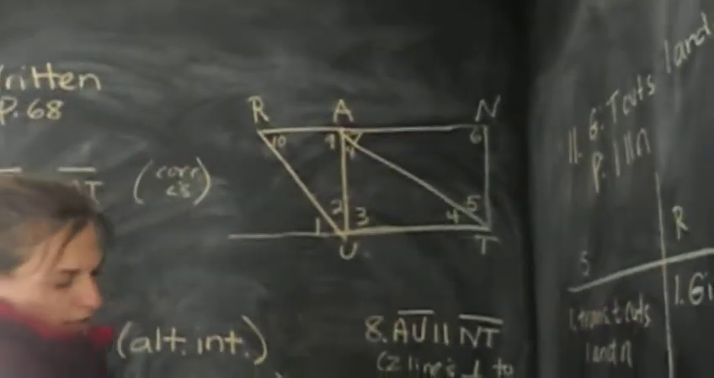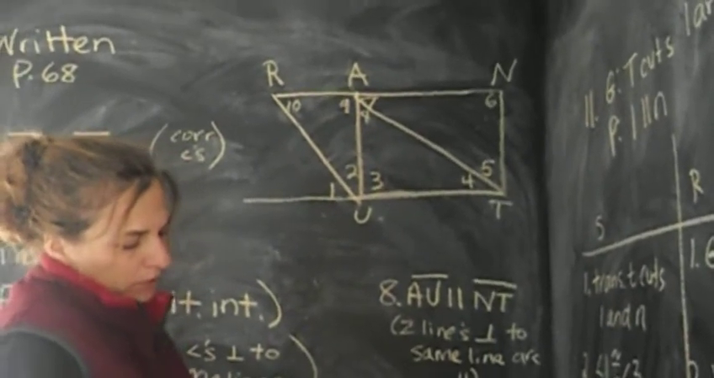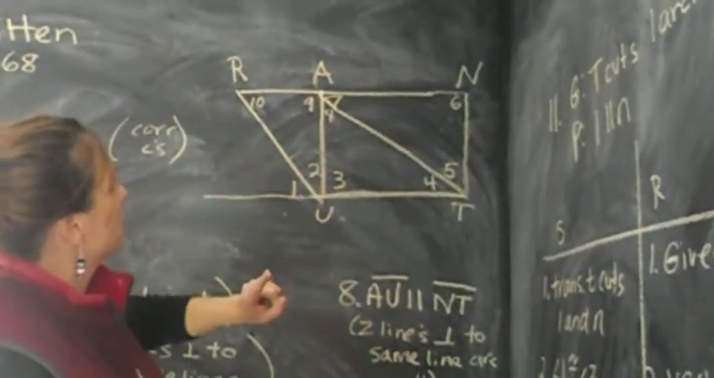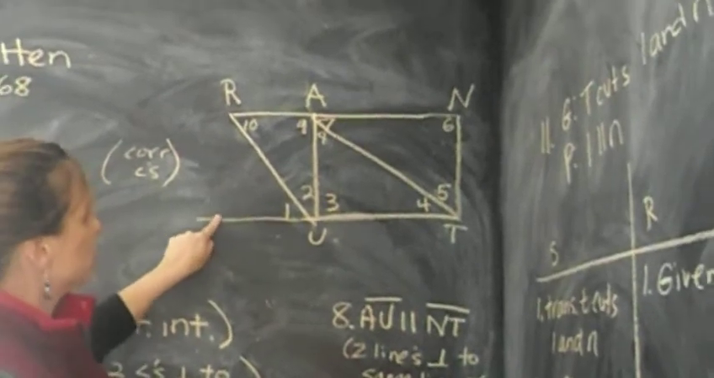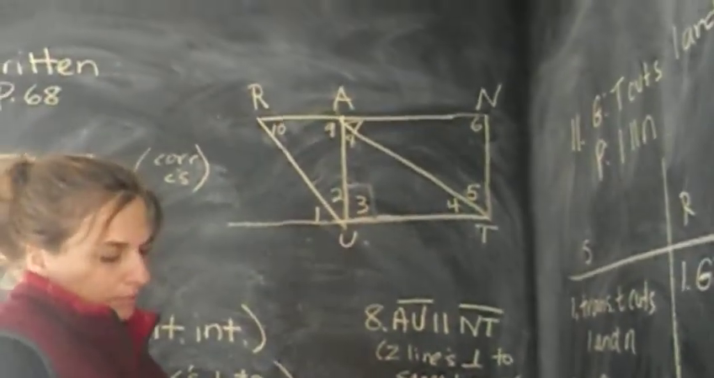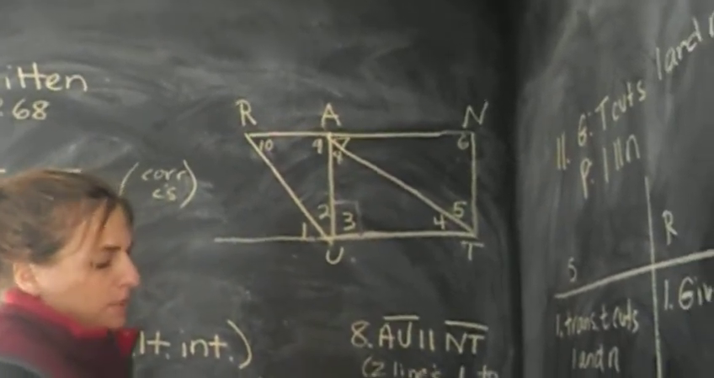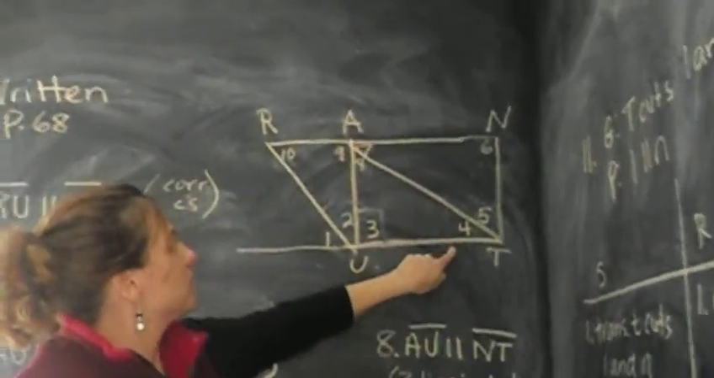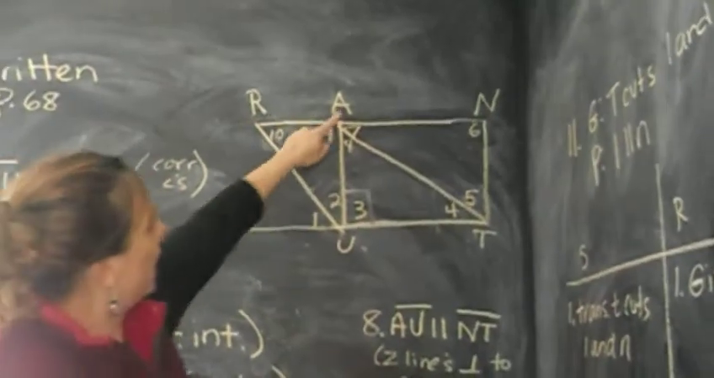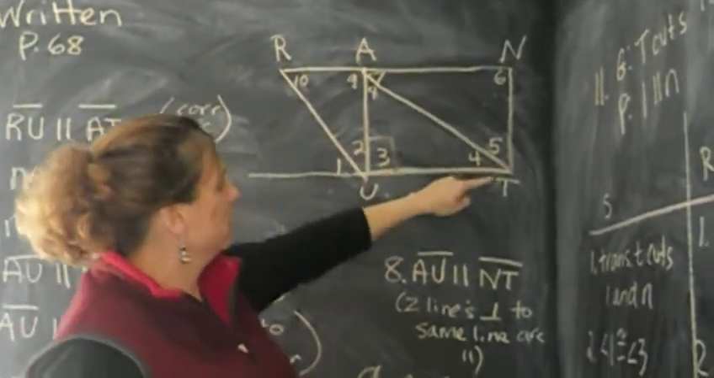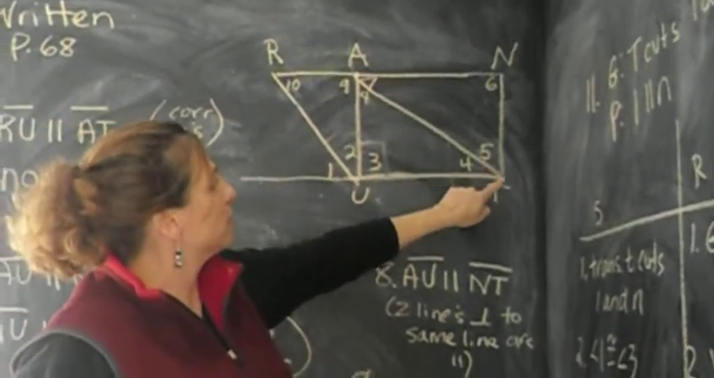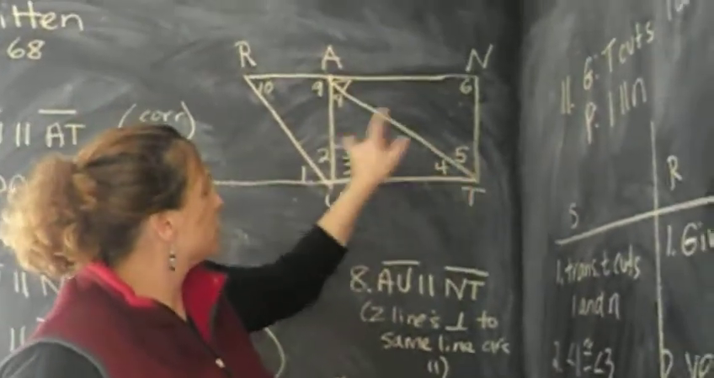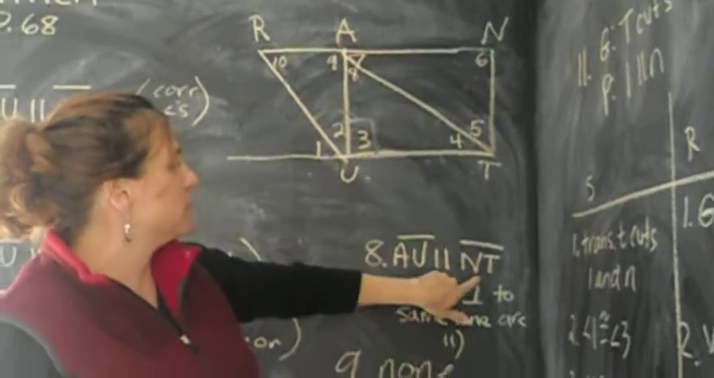Number 8. I'm only doing evens. AU is perpendicular to OT. Did I forget to write O? O would be here, so OT. So these two are perpendicular. And then NT is perpendicular to OT. So these two are perpendicular. So number 8, AU is parallel to NT. These two lines are perpendicular to the same line, so these two must be parallel because they're both perpendicular to the same line. So AU and NT are parallel.